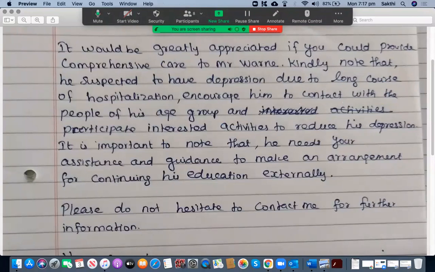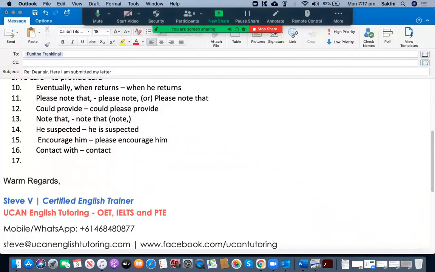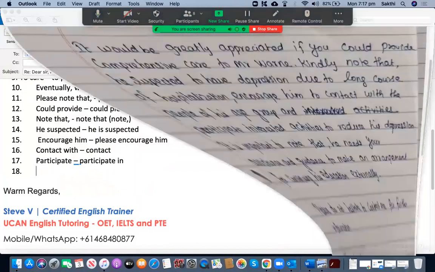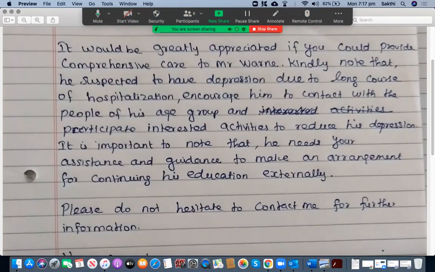Encourage him to contact people of his age group and participate. "Participate" always goes with "in." You need to use "participate in." That is really important. Participate in interested activities to reduce the depression.